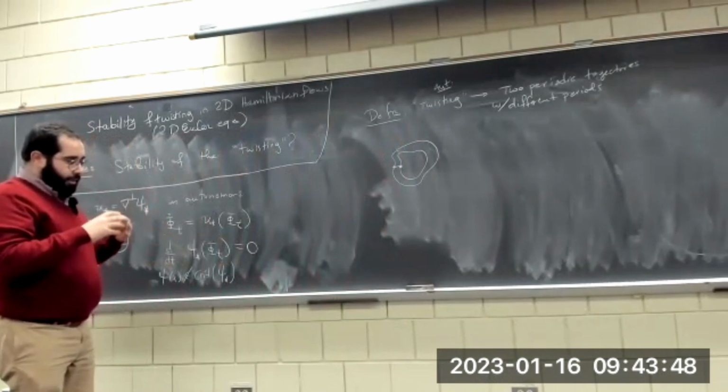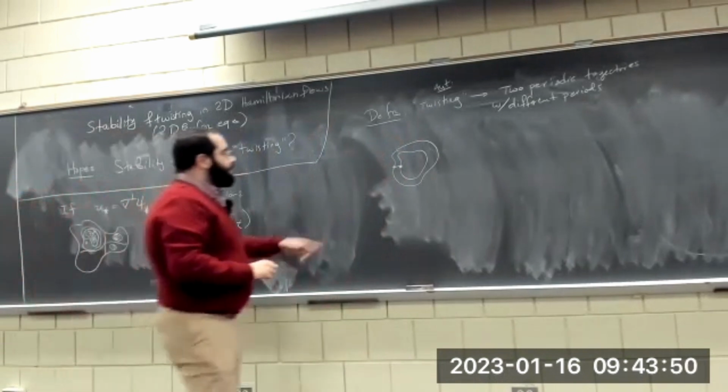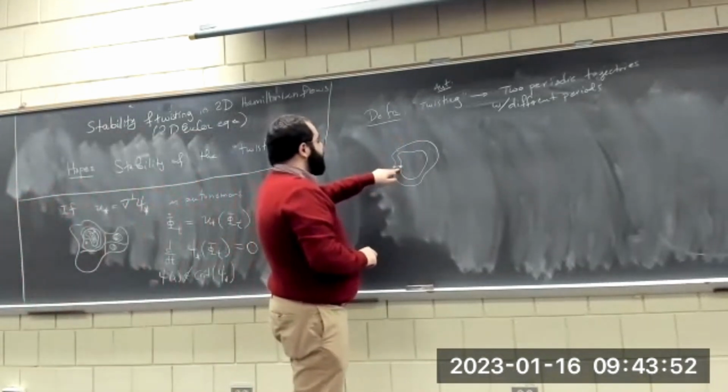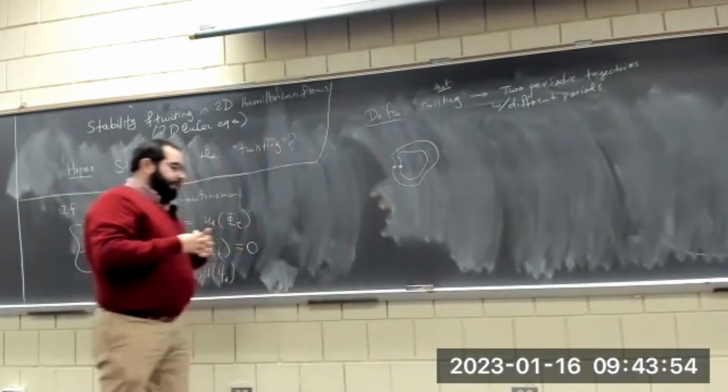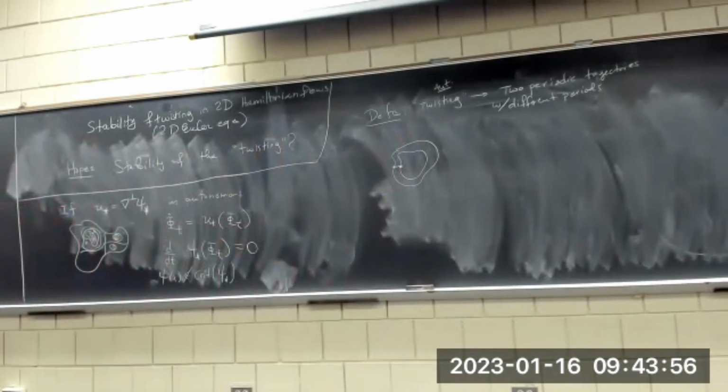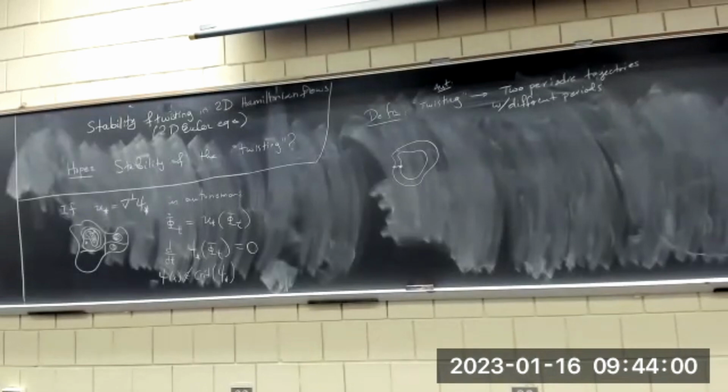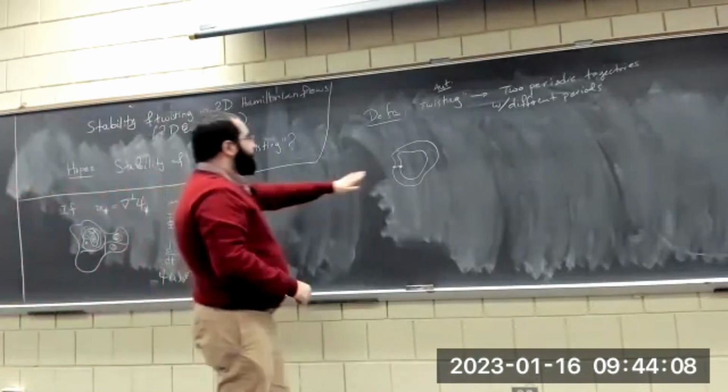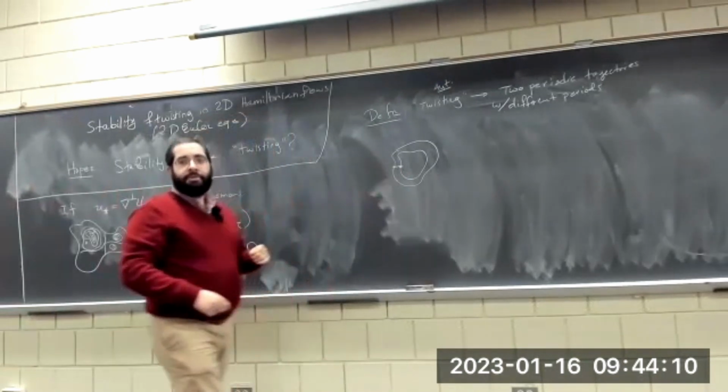Some notion of twisting like this, you want to know if it's stable to perturbation. They will be close, yeah, they'll all be close.